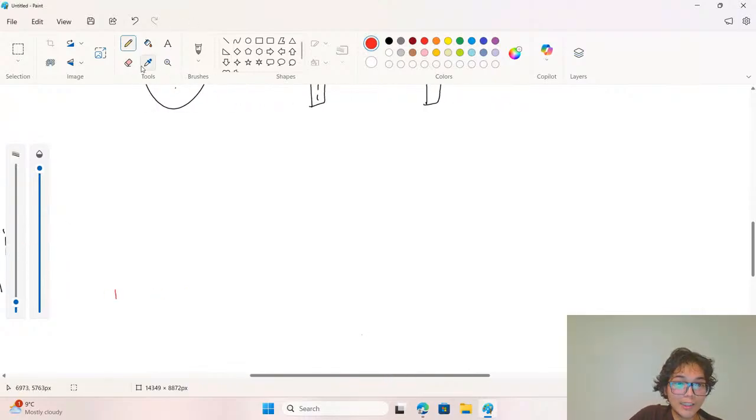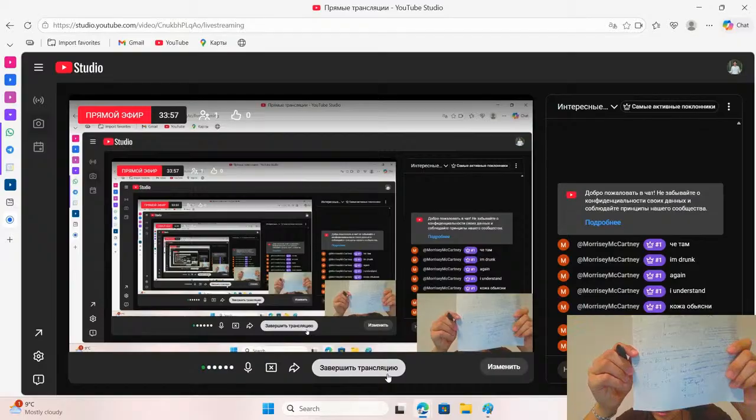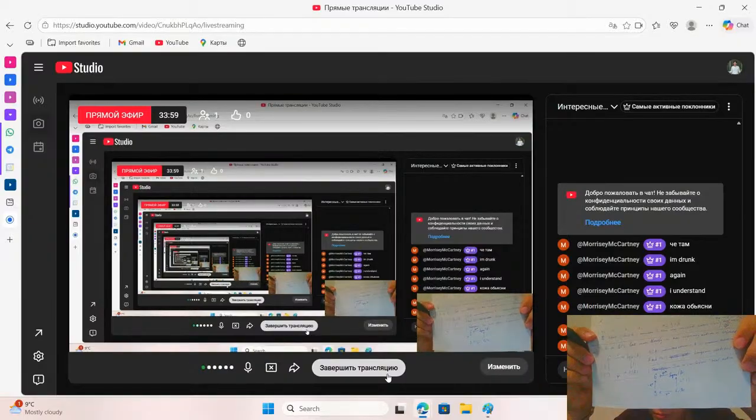And I came to a very beautiful diagram that represents the matrix M, and it is this diagram. I hope you can see this.